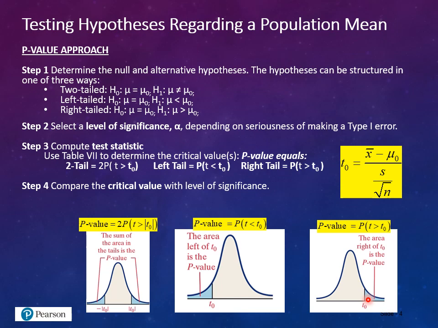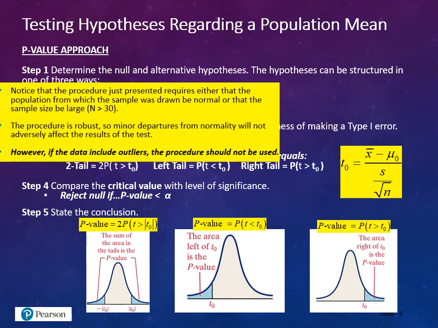And then we compare the p-value specifically with the level of significance. If that p-value that we calculate here for our t sub 0 is less than our alpha, or the level of significance, then we would reject the null. And of course, then we state the conclusion. All right, so let's look at one example and use both approaches so you can see it walk through.